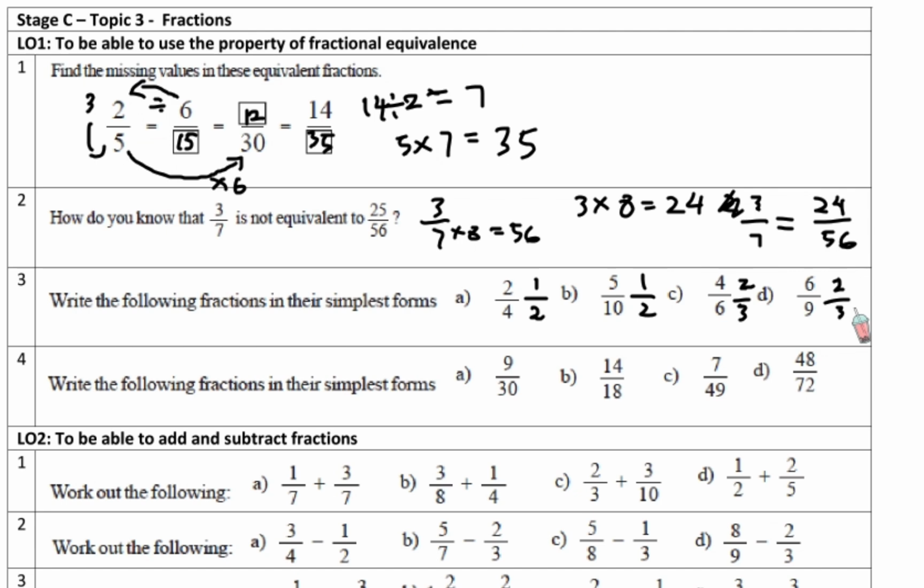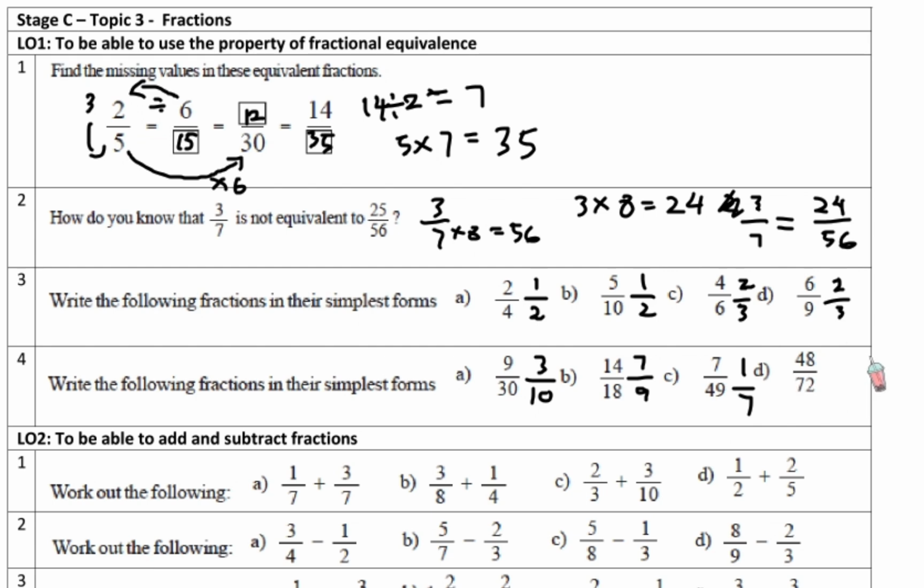Question 4. Write the following fractions in their simplest form. For A, we can use 3 to divide these numbers, so it will be 3 over 10. For B, we can use 2, so this would be 7 over 9. For C, it will be 1 over 7 because we can divide by 7.